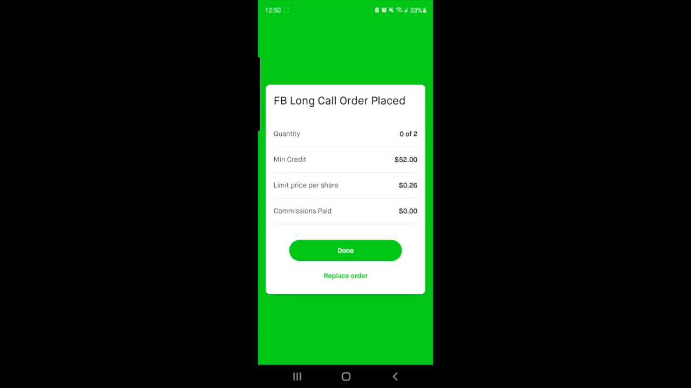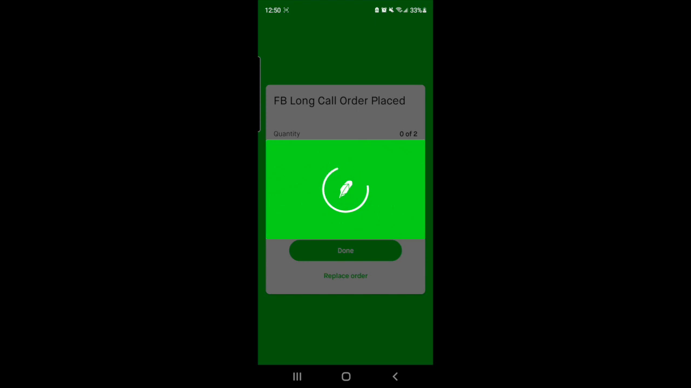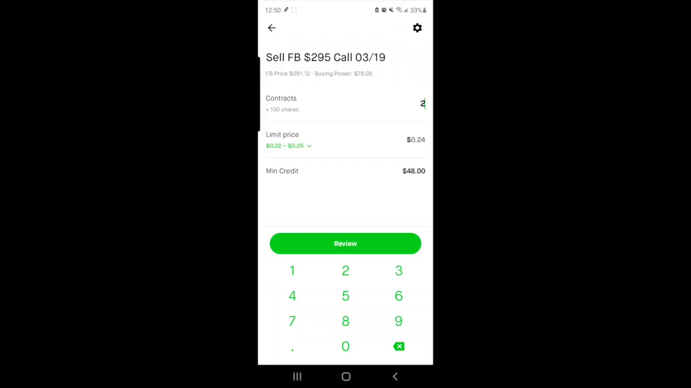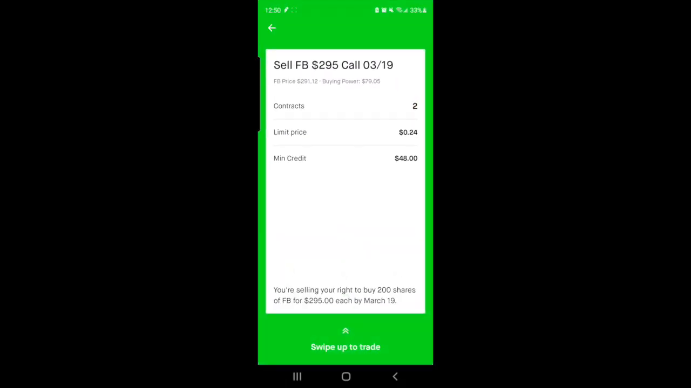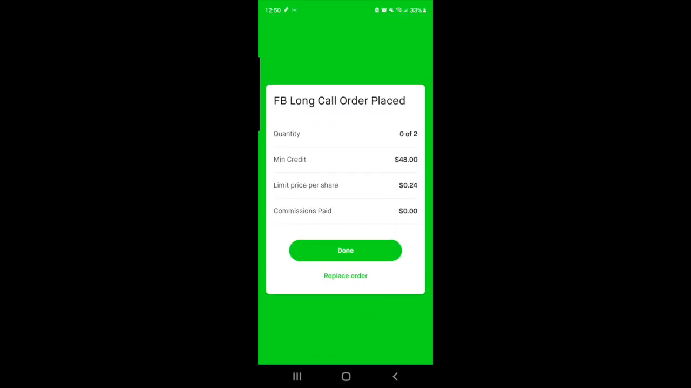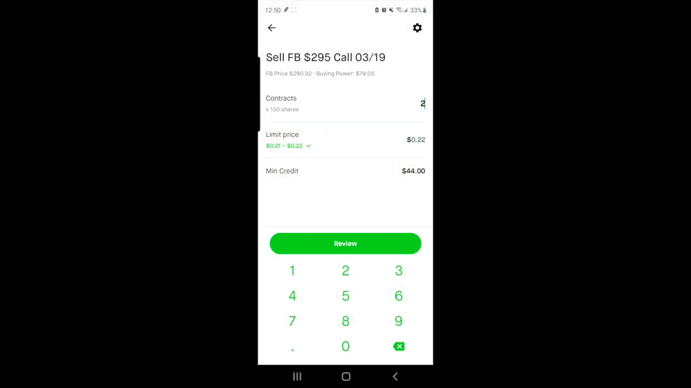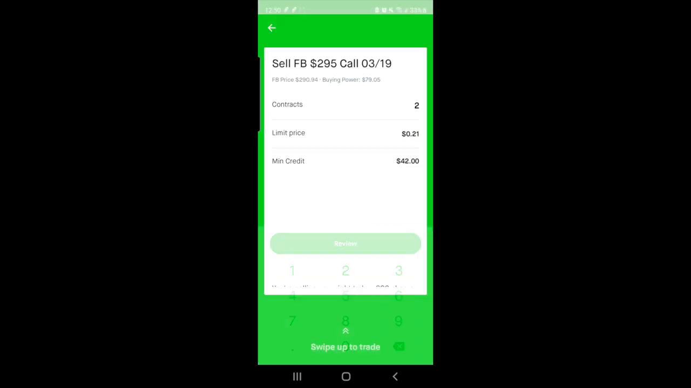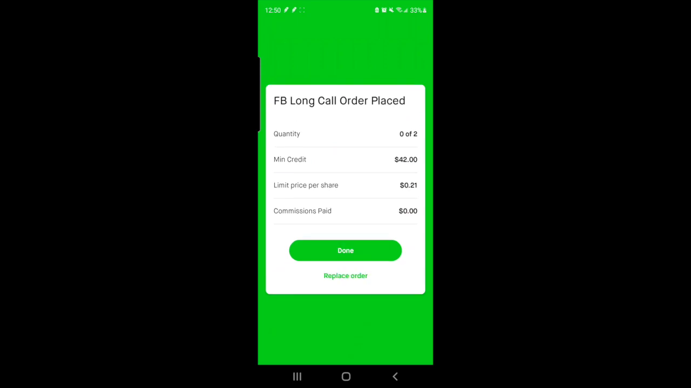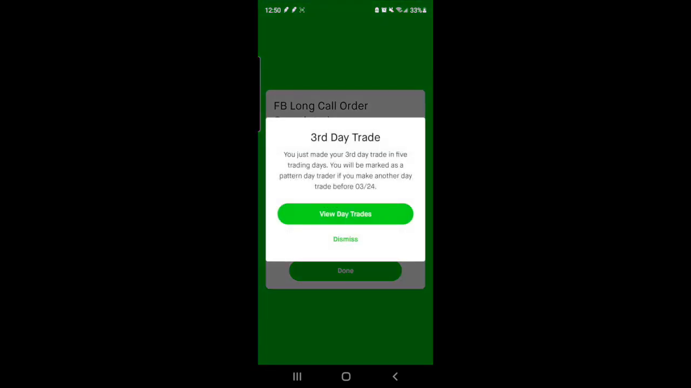And once you're done, it says the quantity was not filled. So you would pretty much just go back in and replace the order. And then you go in and hit review. You see the price went down real quick. So if you do not get filled immediately, you want to go ahead and keep replacing it, because you're losing profits. So I'm going to just go in and type in 0.21 and see if we can get that to fill. And there we go. So it shows that I just committed my third day trade.